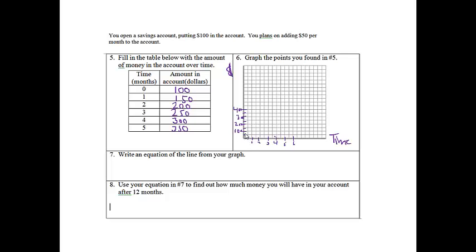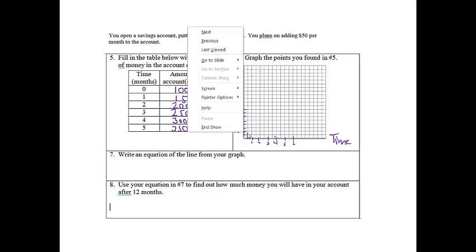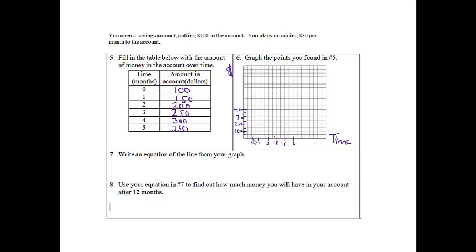Okay, so then we've got, when I first start, it's at 100. And then after 1 month, I'm at 150. And then after 2 months, I'm at 200. And then after 3 months, I'm at 250. And then after 4 months, I'm at 300. And then after 5 months, I'm at 350. Okay, and hopefully you can see that those definitely form a linear trend.